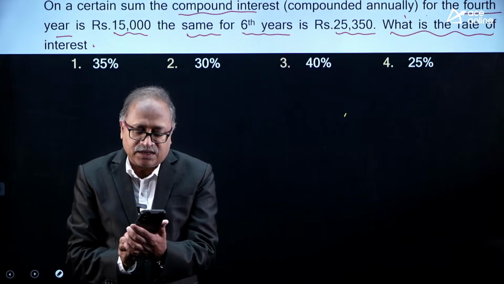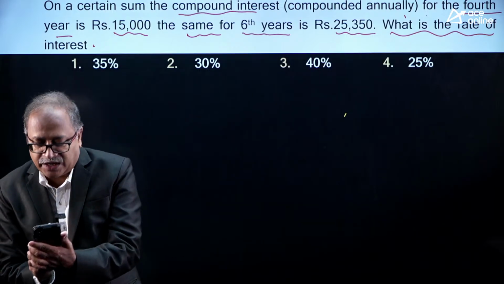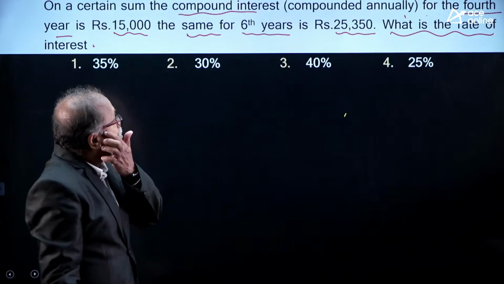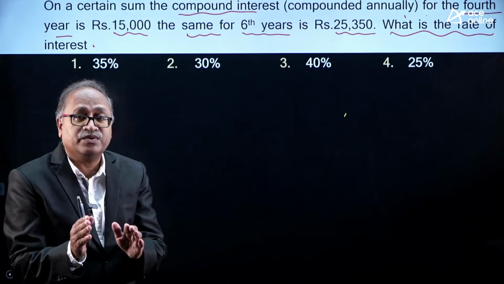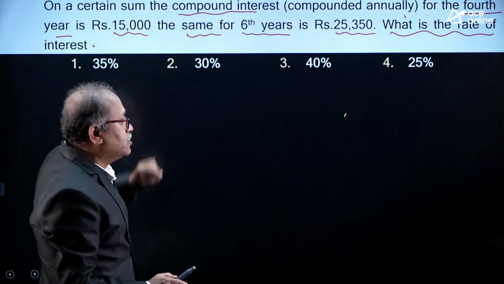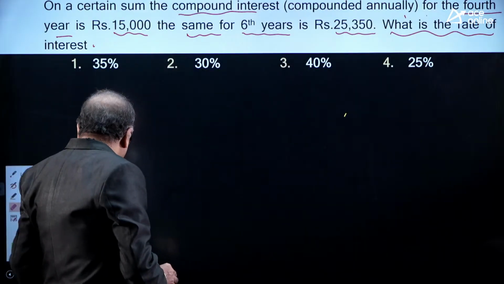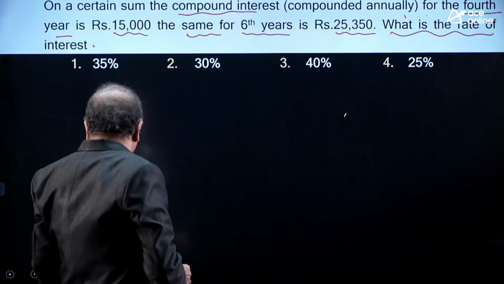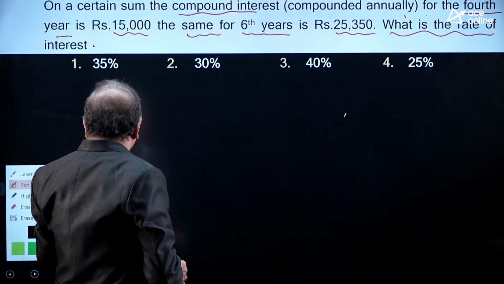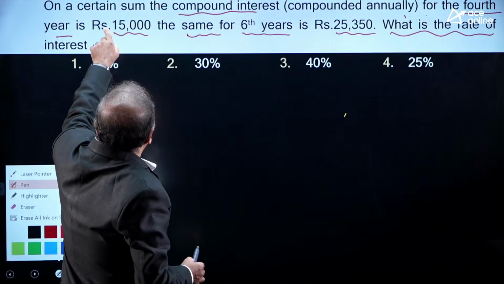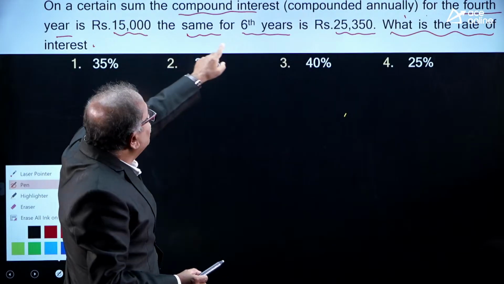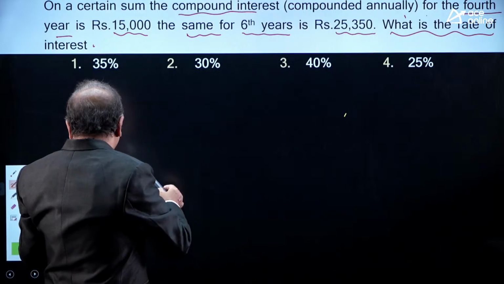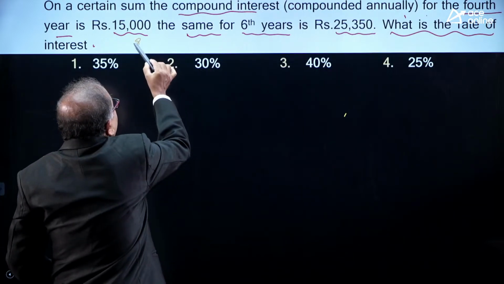So that's the case. Let's focus on the practice, Nancy, and the best method you will get over here. This is one of the best questions here. What is given to us here is 15,000, and this is a certain sum, the compound interest for the fourth year. So I will consider this as a principal.